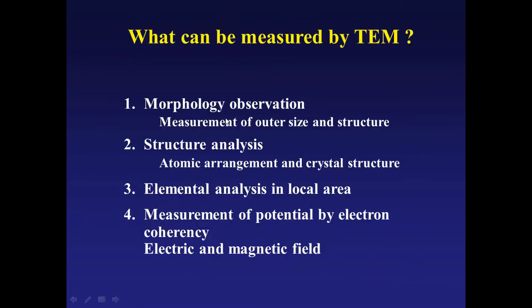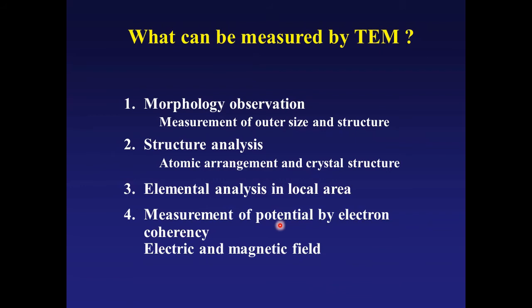An electron microscope offers many kinds of information. First, this is the typical function of a microscope: we can observe the morphology of the specimen, and measure its size, structure or shape. So we can make a structure analysis, such as the atomic arrangement or crystal structure of the specimen. Also, simultaneously, we can make an elemental analysis of the specimen, and it is local information. Observing the high-resolution image, simultaneously we can select the local information of the element.